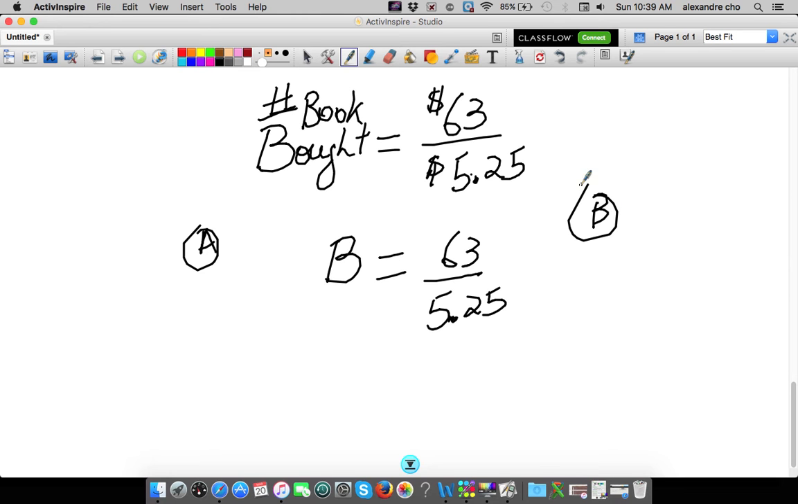Part B says solve the equation. So we just gotta divide 63 by 5.25, and that gives you, I don't know, 12, 13, 14. I have no idea. We're gonna divide 63 by 5.25, 12. So 12 books bought. Don't think I'm doing this the right way. I think they want an equation. They want you to solve the equation.